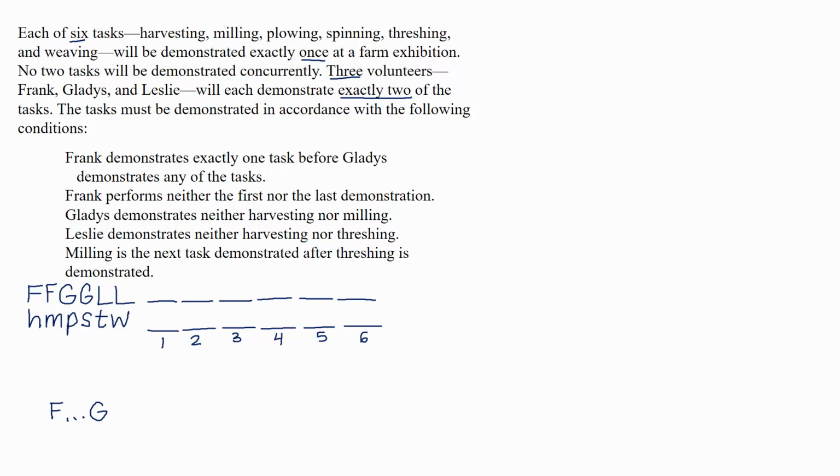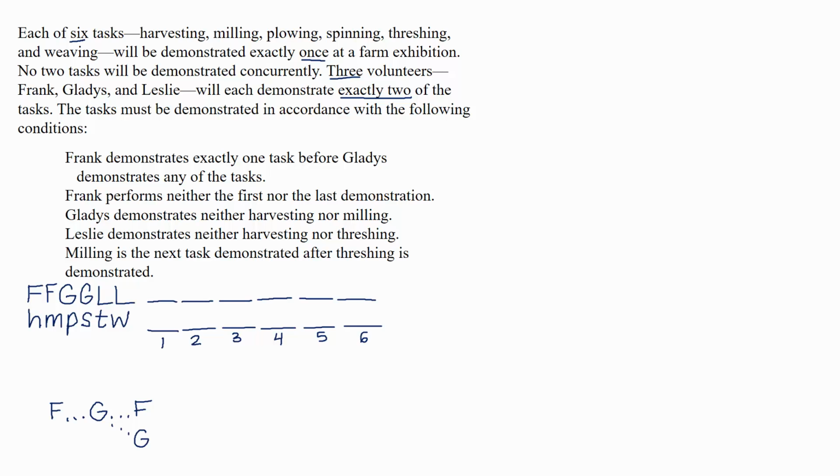Since there are 2 of each though, and this rule is telling us that Frank demonstrates exactly once before Gladys demonstrates her first task, then where does the second Frank task have to go? It has to go after the first Gladys task. Finally, where does that mean the second Gladys task is? Sometime after the first Gladys task. That's all we know.